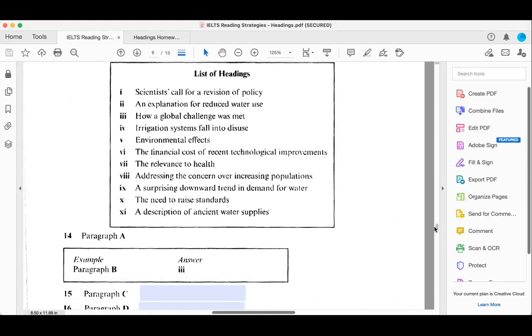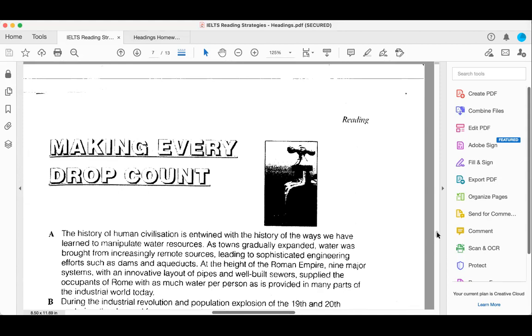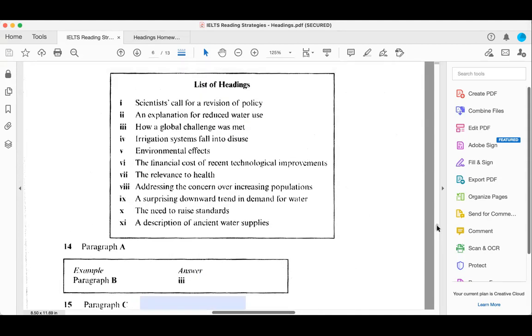Scientist, yes or no? No. Reduce water use, yes or no? No. Global challenge? No. Irrigation? If you're not sure, always go back. What does it say? History of humanity, manipulate water resources. Do we have irrigation? Yes or no? No, there is no irrigation.